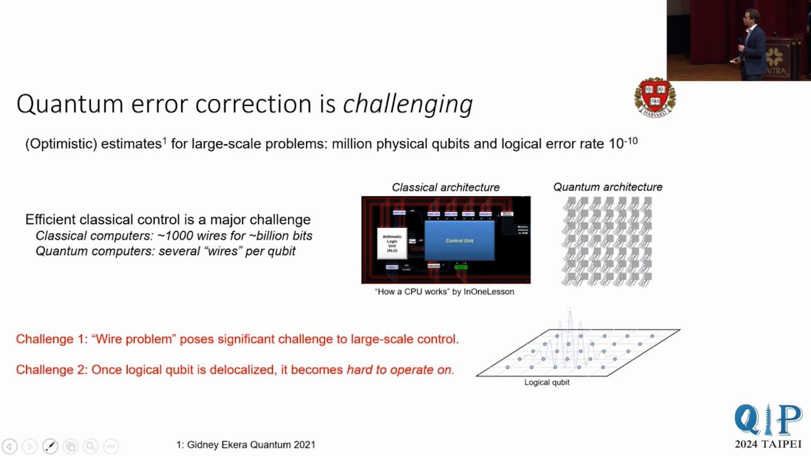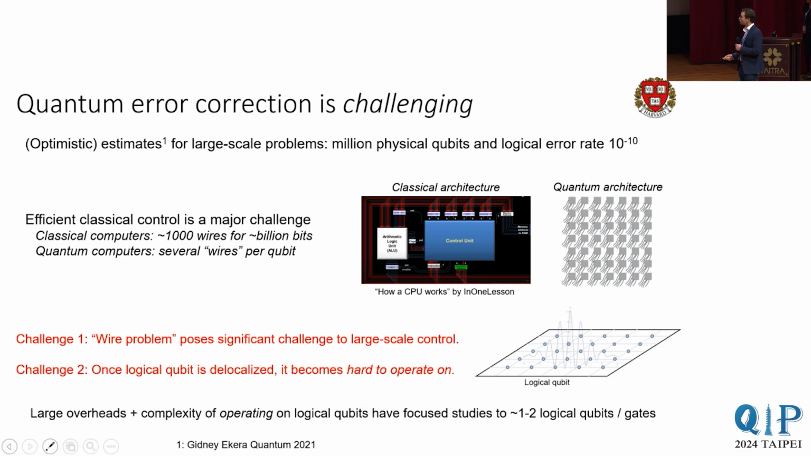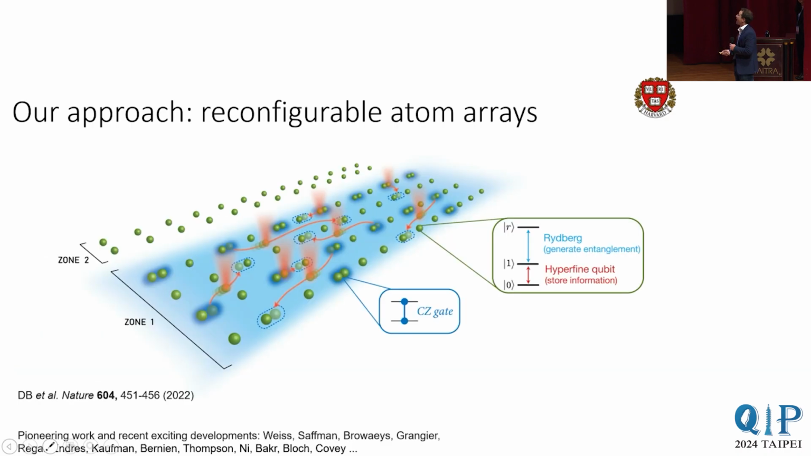And another big obstacle is that once this logical qubit becomes delocalized, it becomes hard to accidentally manipulate, but it also becomes hard to intentionally manipulate. And for these reasons, these large overheads and the complexity of operating on logical qubits have so far limited studies to the scale of 1 or 2 or maybe 3 logical qubits and gates. And what I'll tell you about today is our approach toward solving these problems using a system that we call reconfigurable neutral atom arrays.